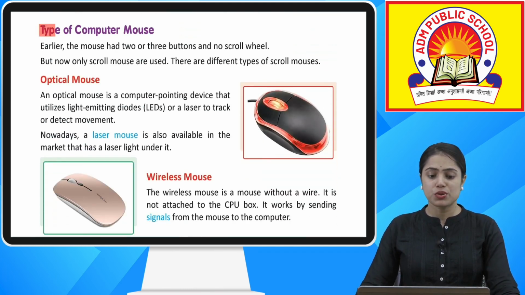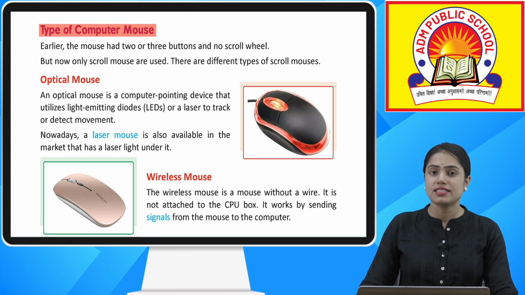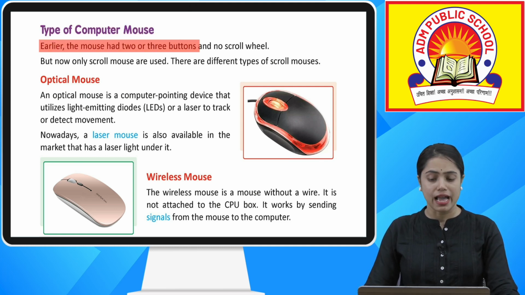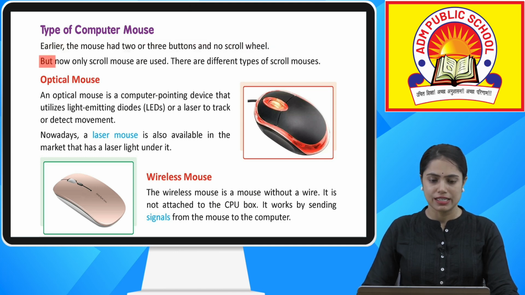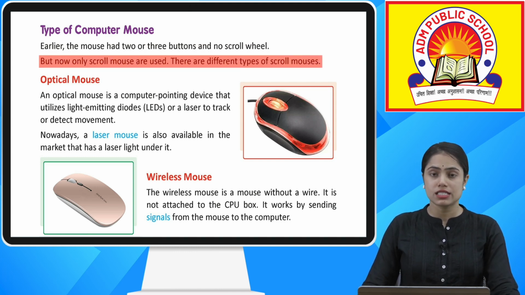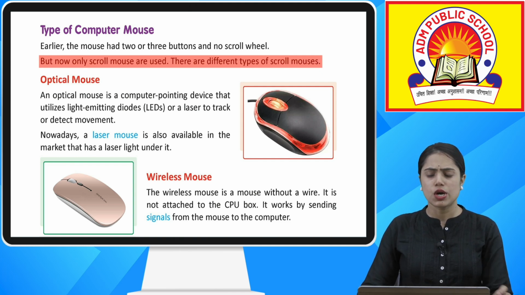So now it's time for the types of computer mouse. There are many types of mouses. Let's learn about that. Earlier the mouse had 2 or 3 buttons and no scroll wheel. But now only scroll mouses are used. There are different types of scroll mouses. So children, in earlier stages there was no scroll wheel in the mouse, but nowadays there is a scrolling mouse.